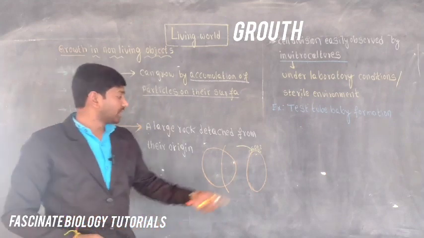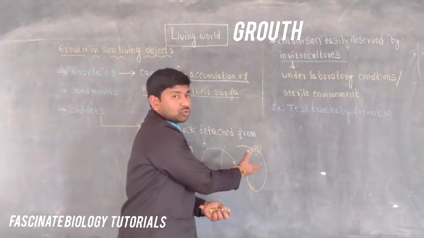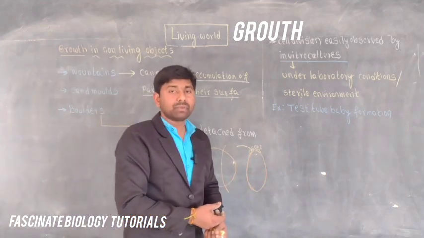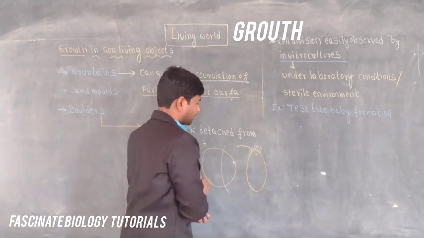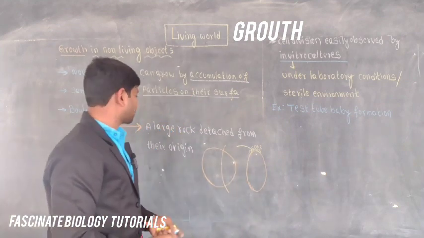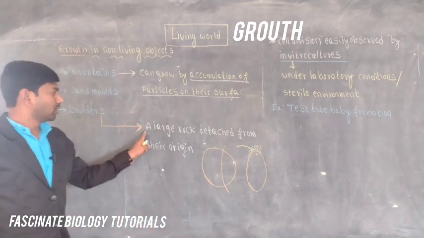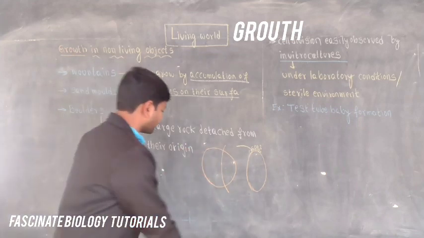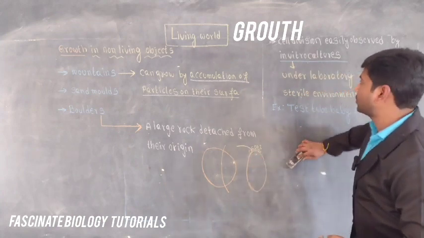Not only this process. What do you observe in rainy season or monsoon season? In monsoon season, these rocks absorb a little water and perform the imbibition process. Imbibition means enlarging the body size or enlarging the surfaces. That is known as the imbibition process. This is the meaning of boulders. Boulder means a large rock detached from its origin. This is the basic information about growth.